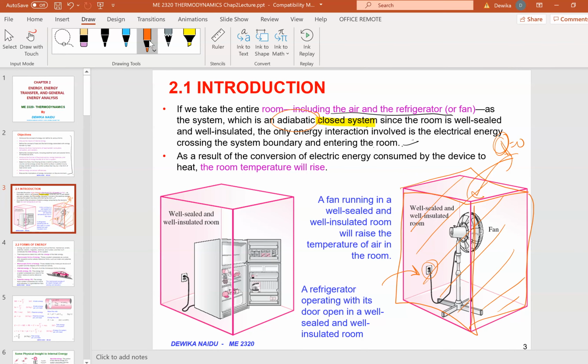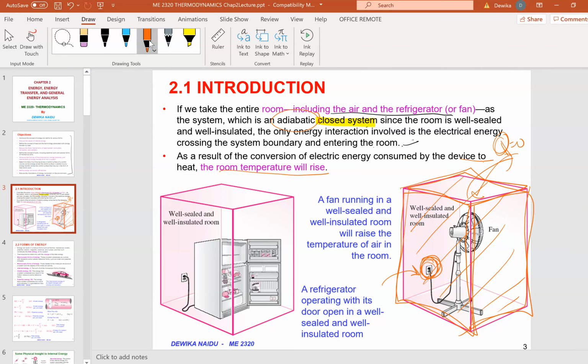Okay, now boundary. So this is the boundary. Remember, these are the important things about chapter 1. The terms that are used, you'll be reusing in the other subsequent chapters. As a result, the conversion of electrical energy consumed by the device to heat, the room temperature will slowly rise. Because of this electrical energy, the room temperature will also slightly rise.